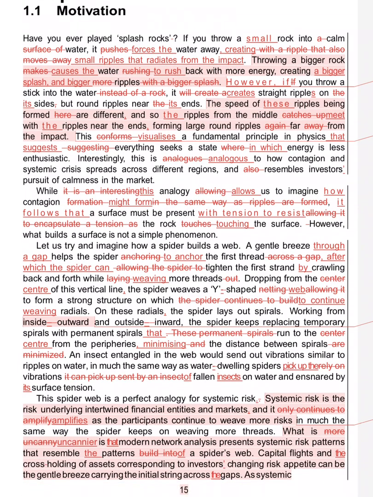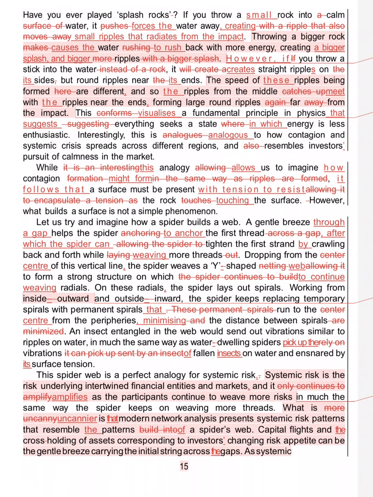Let us try and imagine how a spider builds a web. A gentle breeze helps the spider anchoring the first thread across a gap, allowing the spider to tighten the first strand, crawling back and forth while weaving more threads out. Bad sentence. A gentle breeze helps the spider. Where is the breeze? Through the gap. The breeze is happening through the gap. A gentle breeze through the gap helps the spider to anchor. So avoid all kind of ing wherever you can. Okay, to anchor the first thread.